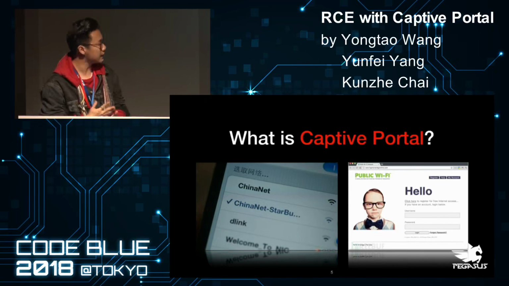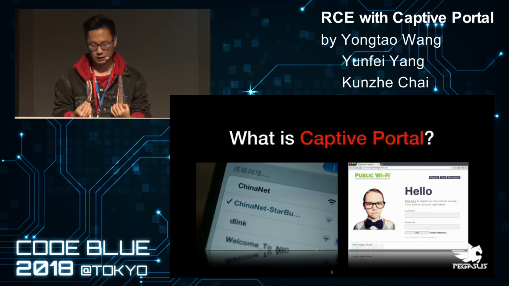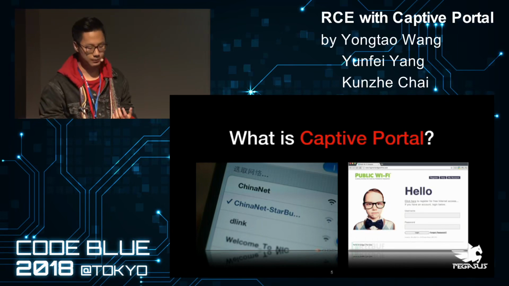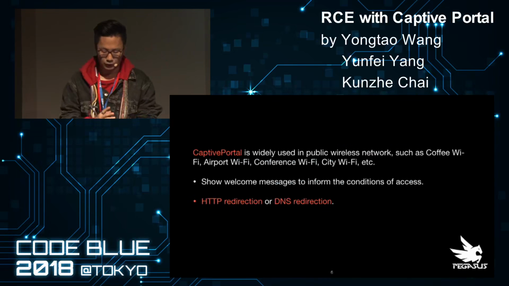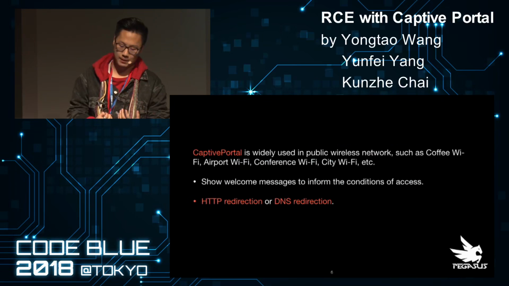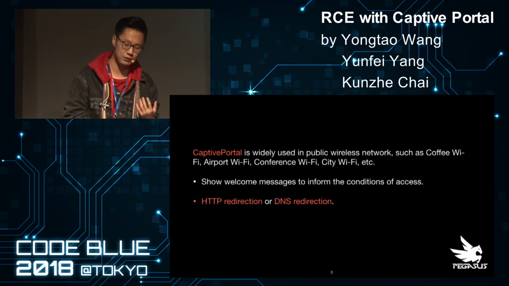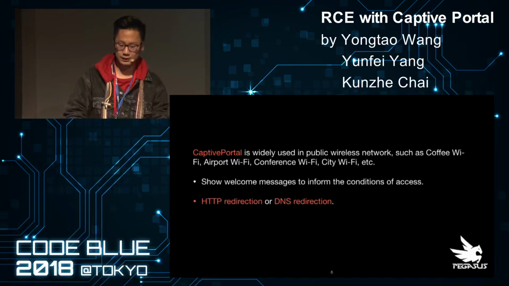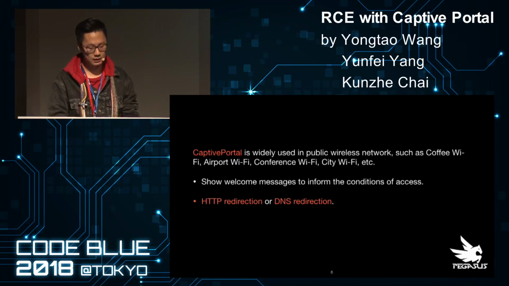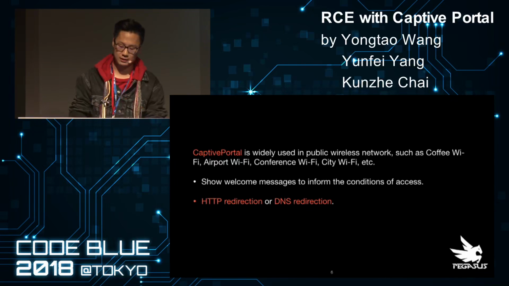So, what is a captive portal? Maybe the name is strange, but we always see it. When we connect to a Wi-Fi network, it will pop up a web page. Captive portals are widely used in public wireless networks such as coffee shop Wi-Fi, airport Wi-Fi, train station Wi-Fi, conference Wi-Fi, city Wi-Fi, hotel Wi-Fi, and so on. The owner of the access point uses it to show a welcome message and inform users of the conditions of access. It usually uses HTTP and DNS hijacking to achieve the effect.